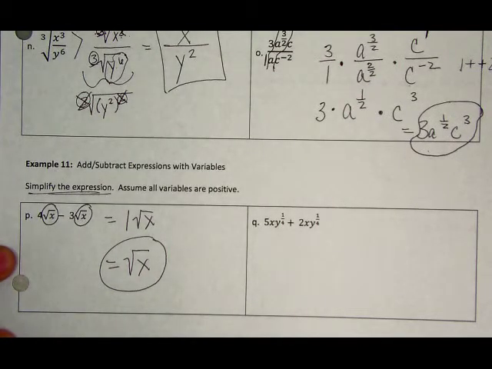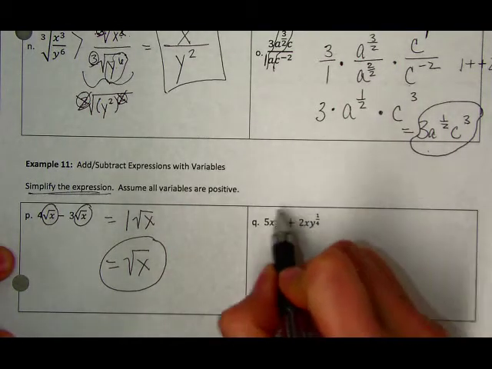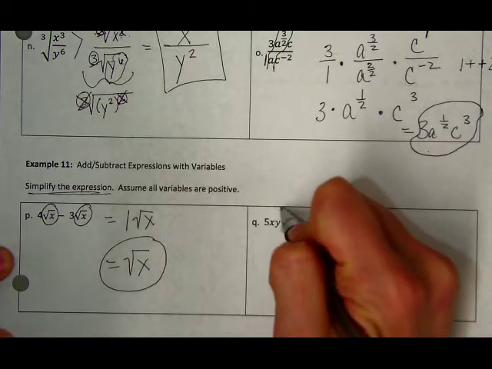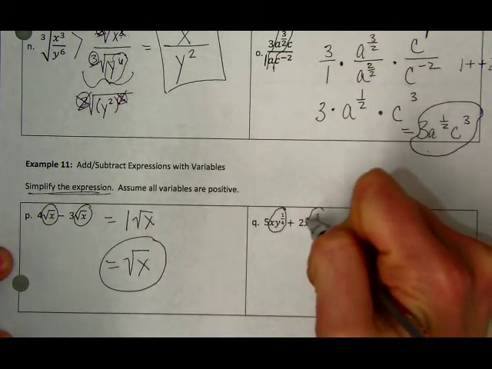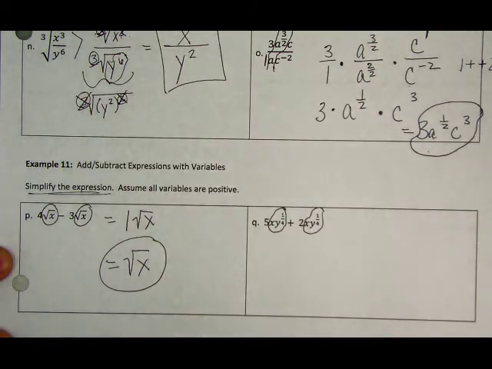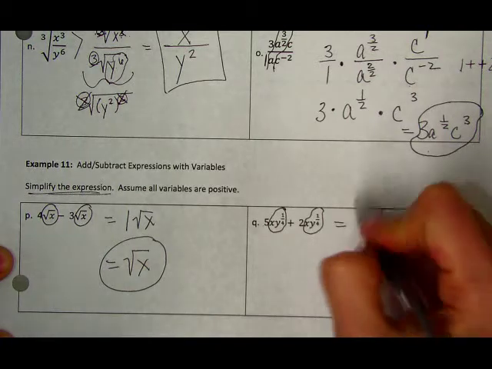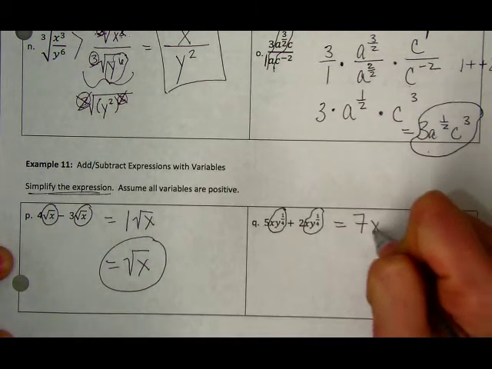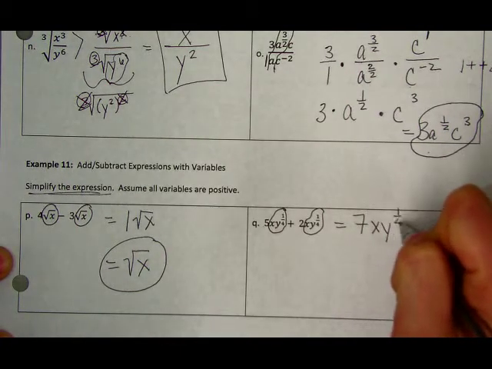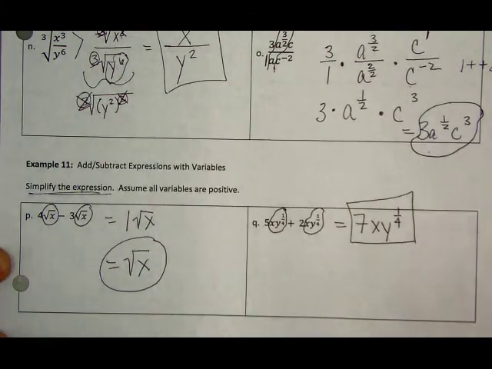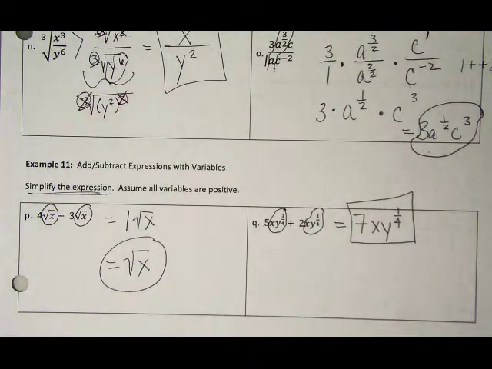Last but not least, letter Q. In this case, all my variables happen to match up. xy to the 1/4 and xy to the 1/4 are exactly the same. So I can deal with adding my outside numbers. 5 plus 2 gives me 7. And then I can add my xy to the 1/4 on the end. And that's my final answer for letter Q.